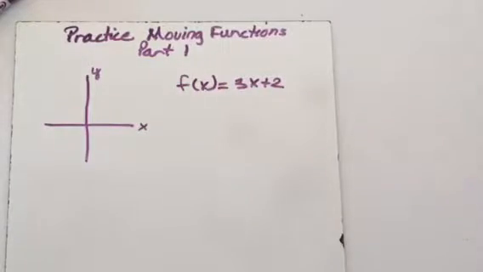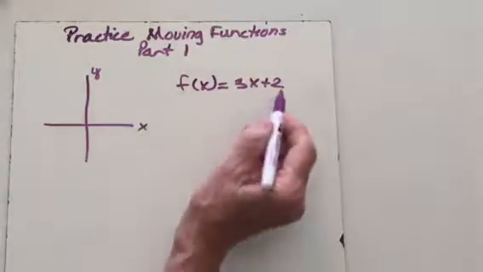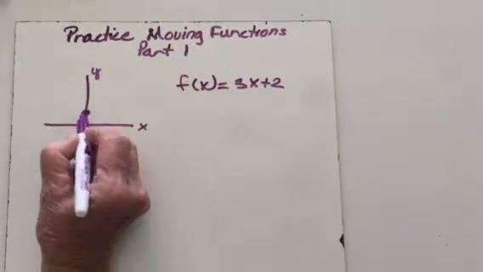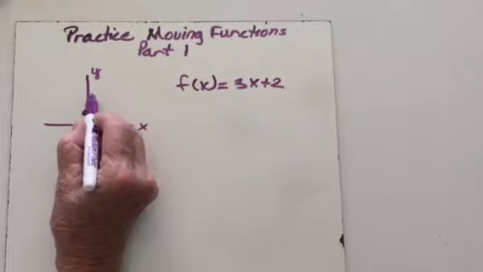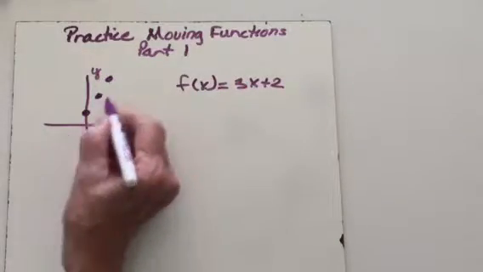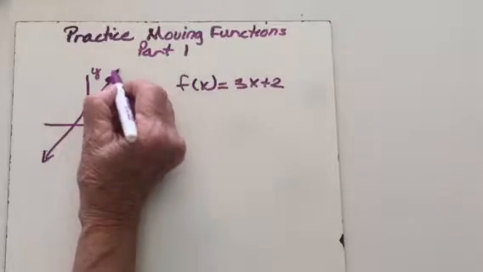In this video, we're just going to practice moving our functions, either by translations or reflections. So you'll notice that I have an equation here. f of x is 3x plus 2. If I graph that, I go to a 2 here, I put a dot. I go up 3 over 1, up 3 over 1. You'll notice it's a pretty steep slope. All right, let's just draw that roughly. We're not going to be exact here.